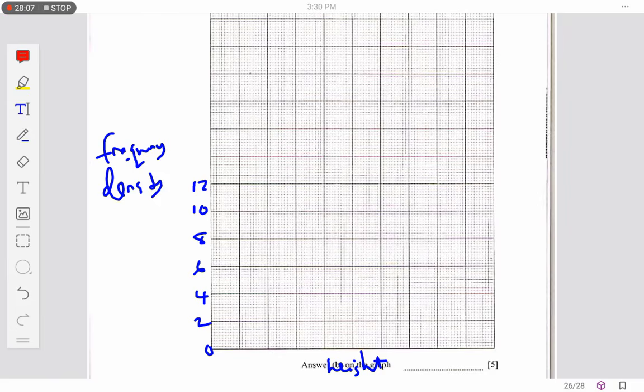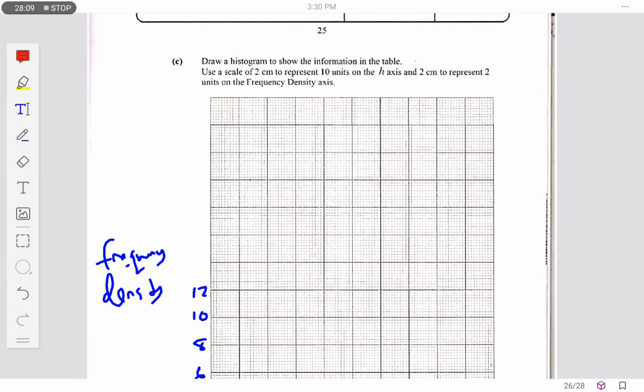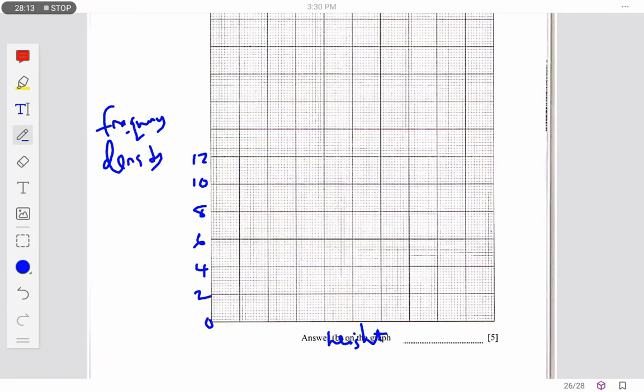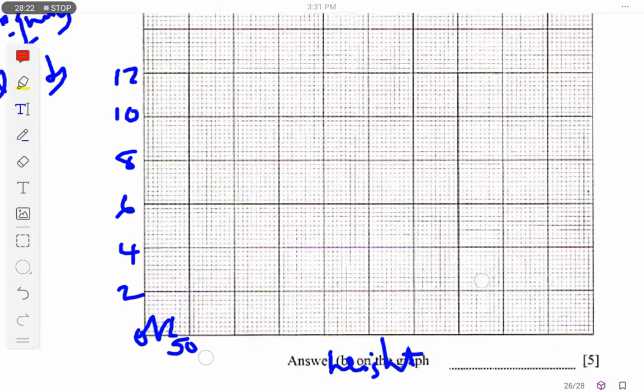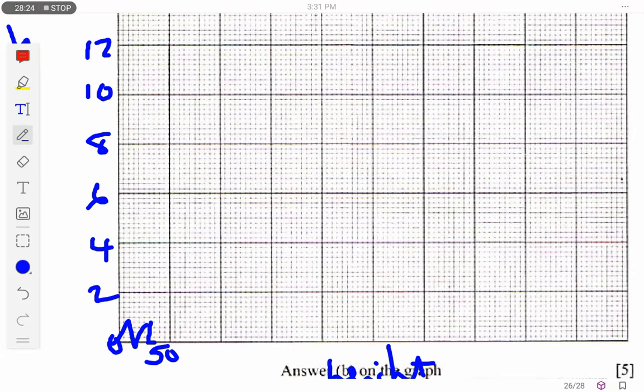Then for the bottom, we are moving in tens. Okay, so we are starting from 50. So I can have my 50 here, such that I have this to show that there are some numbers down there. Okay, so let me just zoom in here. 50, 60, 70, 80, 90, 100, like that. Now let's finish off and finalize.